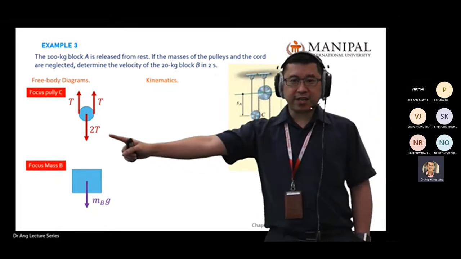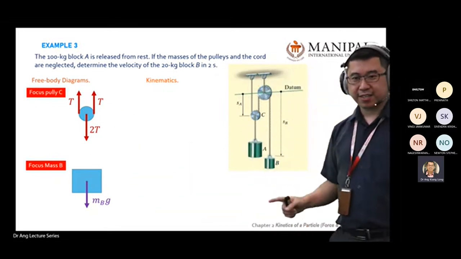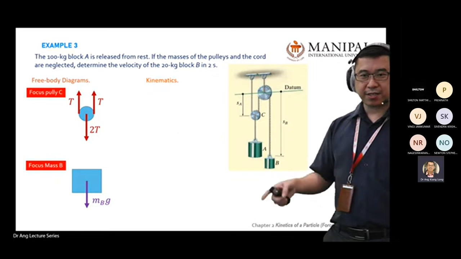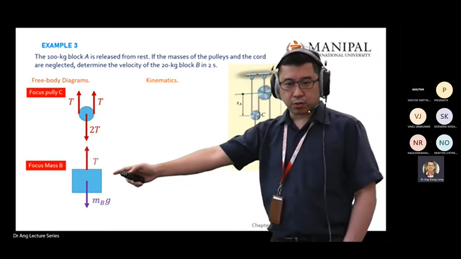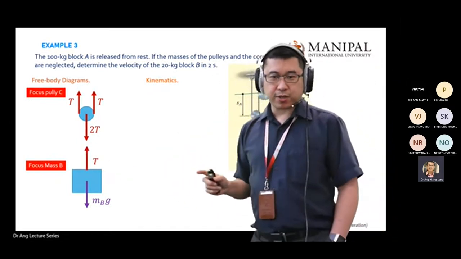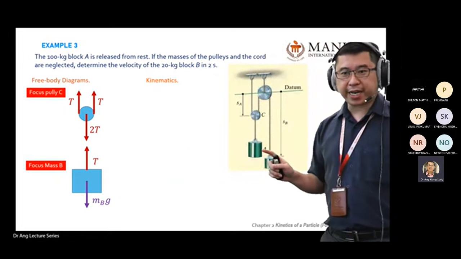You feel this one or you feel this one? It should be T, I right? I feel T, sir. Yeah. Okay, yeah, T, sir. So it should be T, yeah? So it's a bit different from object A and object B.